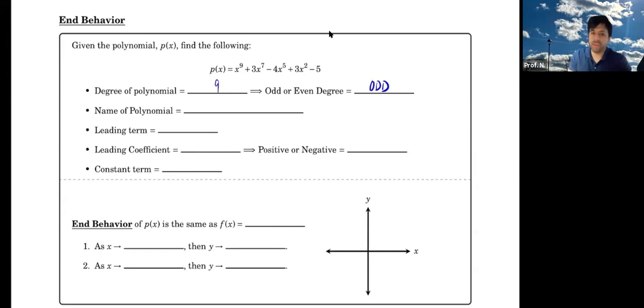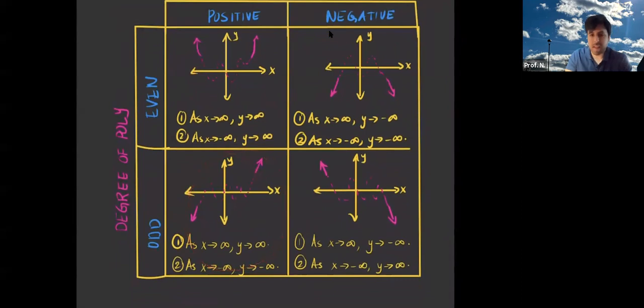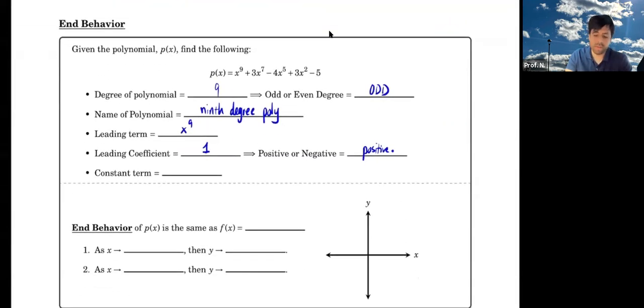What's the name of the polynomial? It's a 9th degree polynomial, right? What's the leading term? x to the 9th. So you guys are blazing through this. Leading coefficient is one. But is it positive or negative? Positive. Okay, so right then and there, boom, odd, positive, end behavior. That's how quick it is. We already know what the end behavior is. And then what's the constant term? -5. All right, look, we filled it out very quickly.